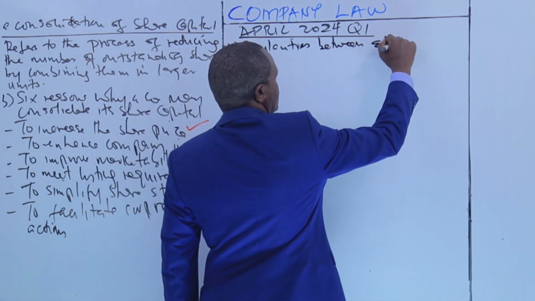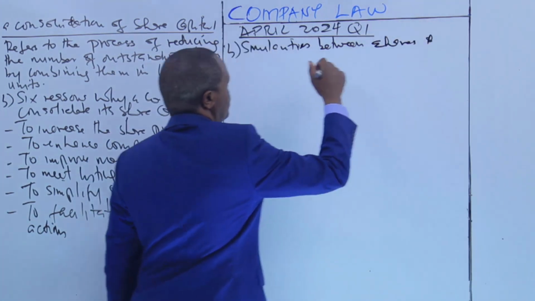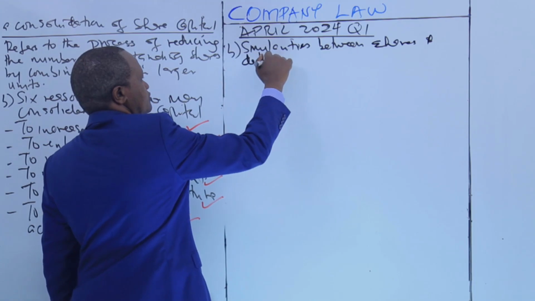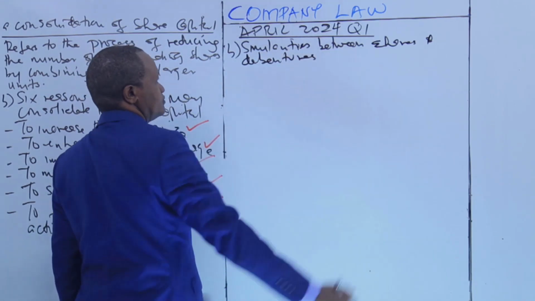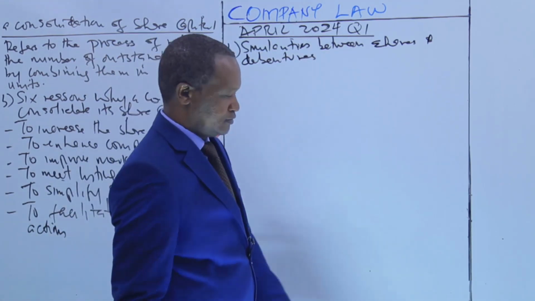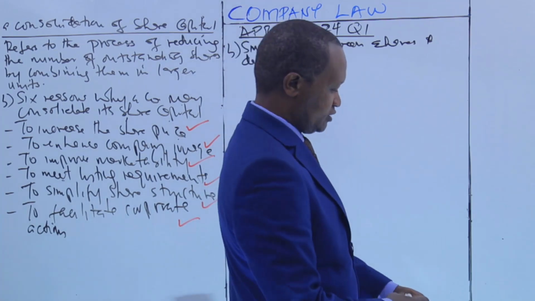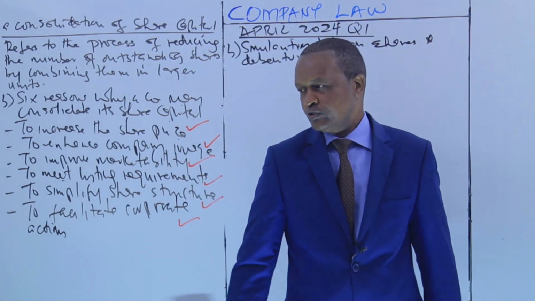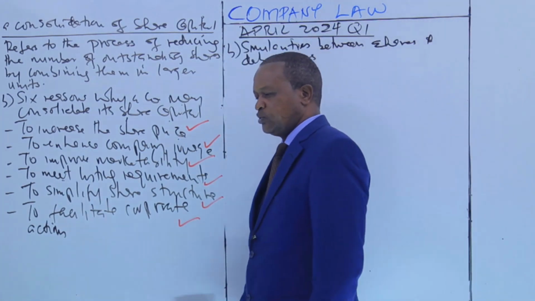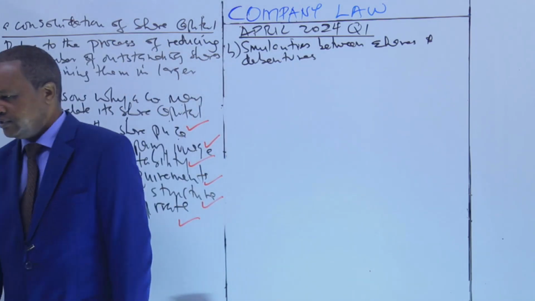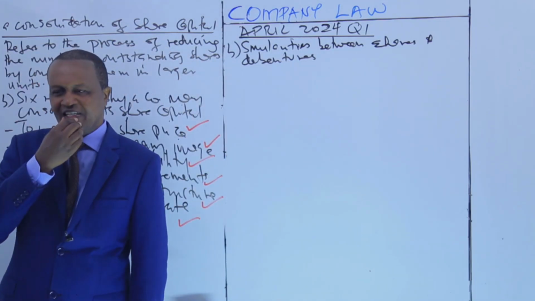Shares and debentures. Financial management students, you should be dropping the points. This was covered in financing decision.